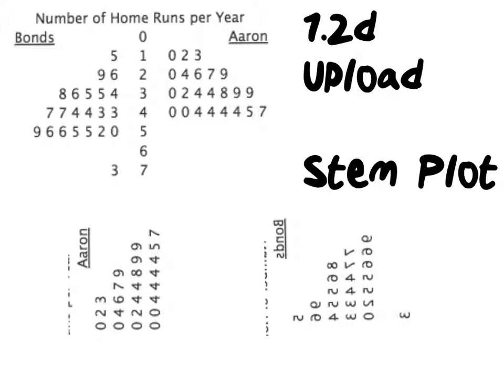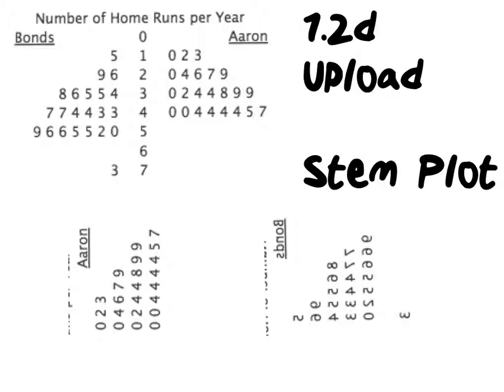This one right here, you might remember from 1.2D when you had to upload your work about Bonds and Aaron and their home runs. One common thing a lot of folks missed was the shape of the distribution. Clearly this is not a histogram, this is a stem and leaf plot. This one was tricky in two ways. First, if you look at Aaron's shape, because the distribution is going vertical and not horizontal, I recommend you take this and flip it so it looks horizontal.